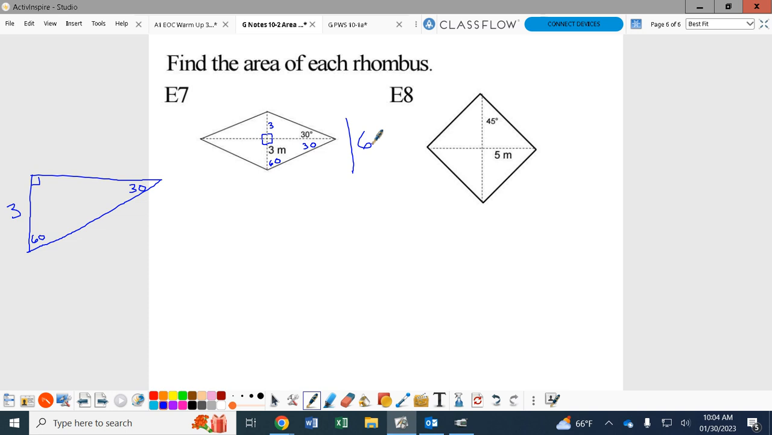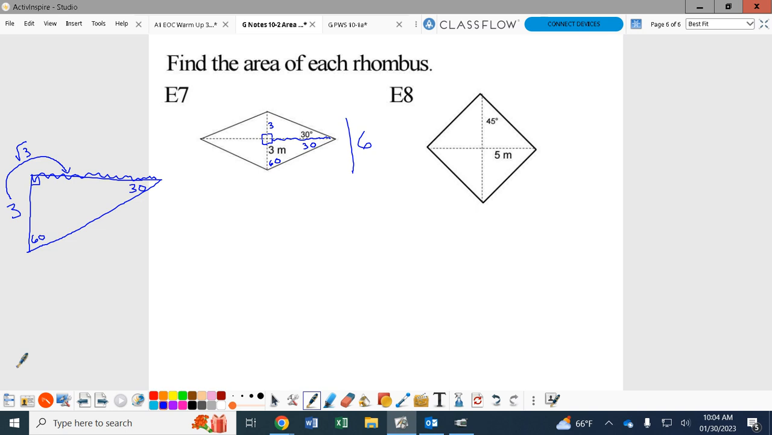What we're going to use the 30, 60, 90 for is to find the diagonal that goes this way. So what we're looking for is this piece right here. That's the same as this piece right here in the picture. That means I'm going from the short leg to the long leg of a 30, 60, 90. What do you multiply by when you go from the short leg to the long leg of a 30, 60, 90? Radical 3.